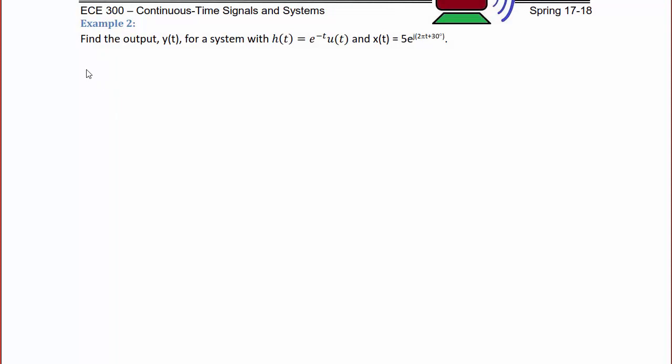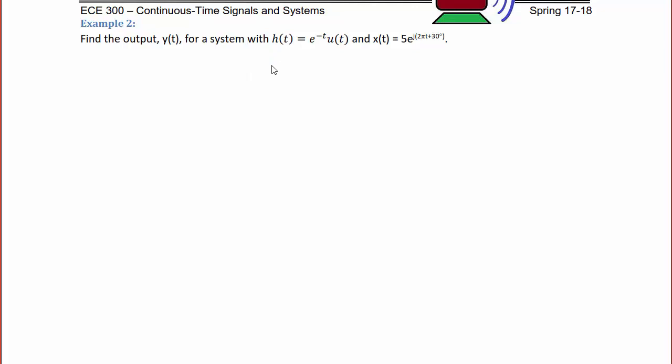Example 2. Find the output y of t for a system with h of t equals e to the minus t u of t and x of t equals 5 e to the j (2 pi t plus 30 degrees). So once again, x of t is going to be passing through our low-pass filter, and we want to find y of t.